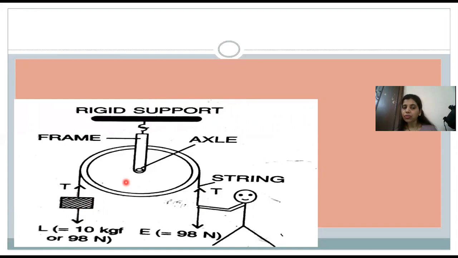Understand that. Because the diagram of the pulley, the single fixed pulley, is mostly asked, you have to mark the rigid support, the hook from there, again the hook from the frame of the pulley, and the position of the axle which is at the center. When you're drawing the pulley, the circle should be drawn properly. A symmetrical diagram should be there. Then you draw the string.